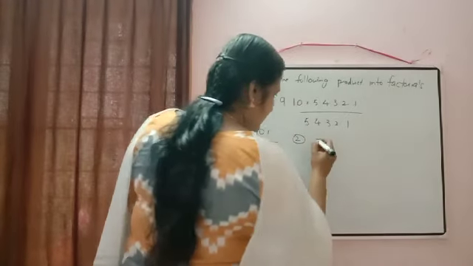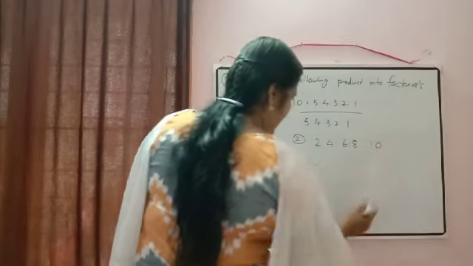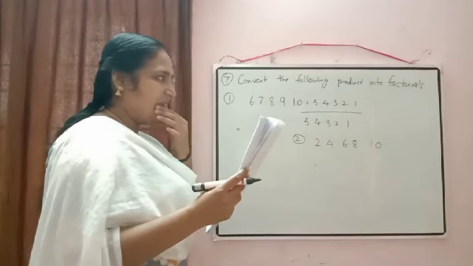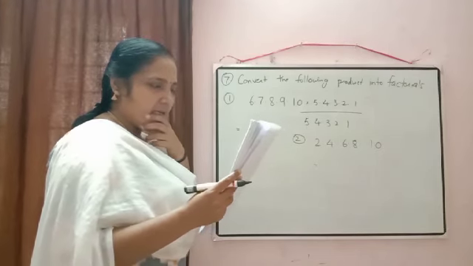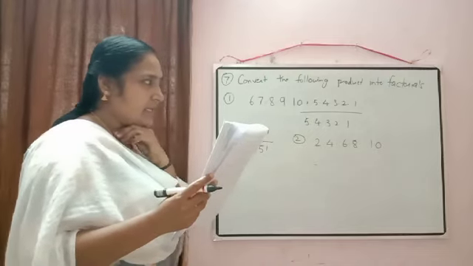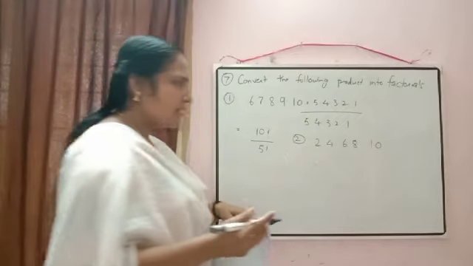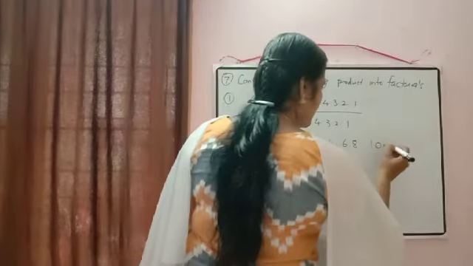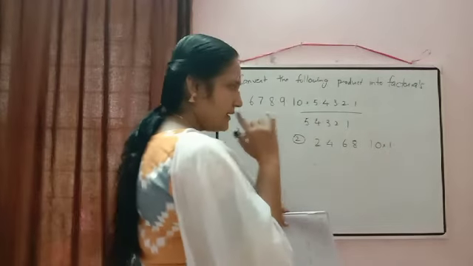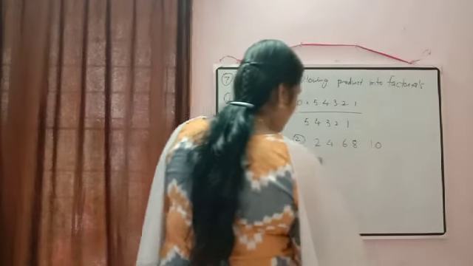Question number 2 is 2 into 4 into 6 into 8 into 10. What is remaining there? Just to check, what are the remaining numbers we need there? In between some numbers are missing. Correct? What are the missing numbers that we can write here? 1 is missing. Otherwise you can rewrite it in this way if you don't want to write 2.